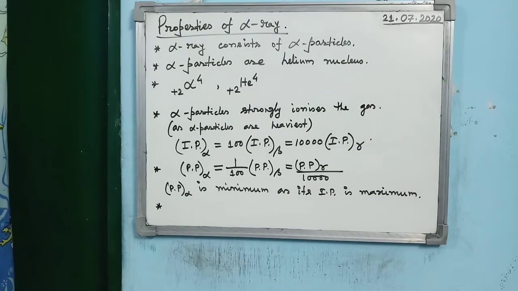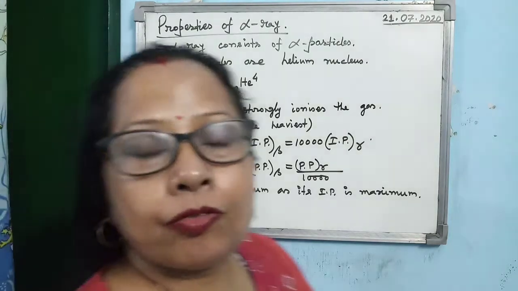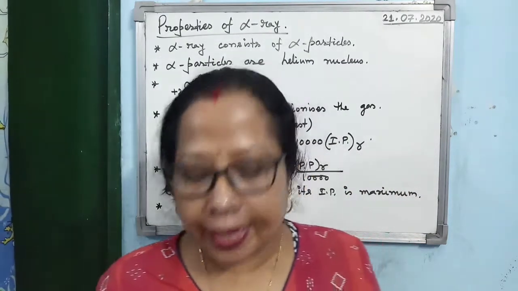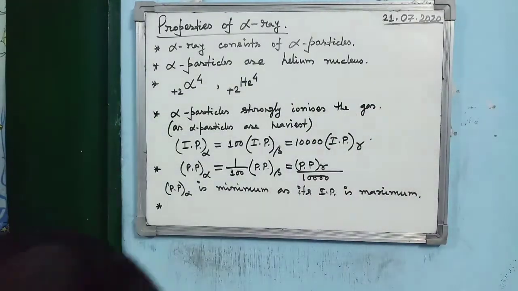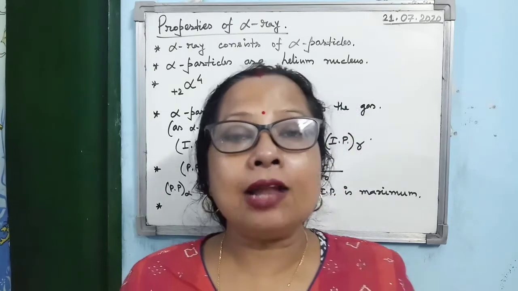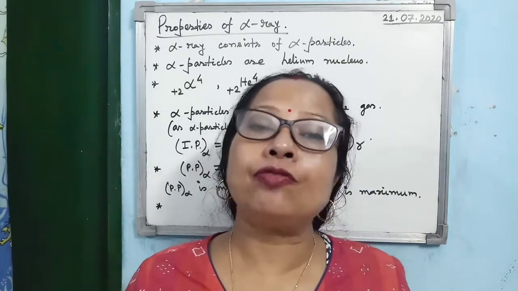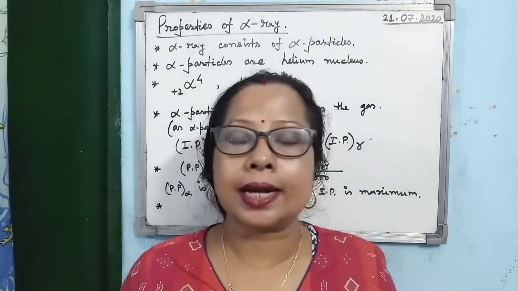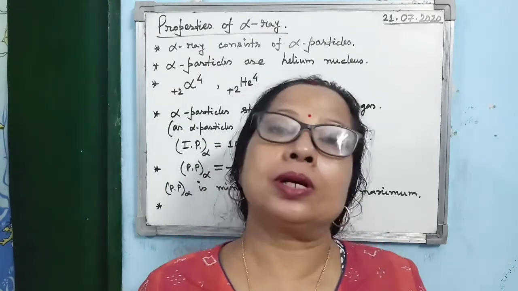Now next is properties of alpha ray. Okay, so first thing is that alpha ray consists of alpha particles. Means alpha ray, there are alpha particles. What are the alpha particles? Alpha particles are nothing but helium nucleus.